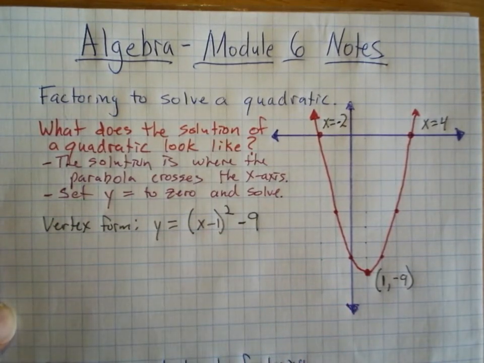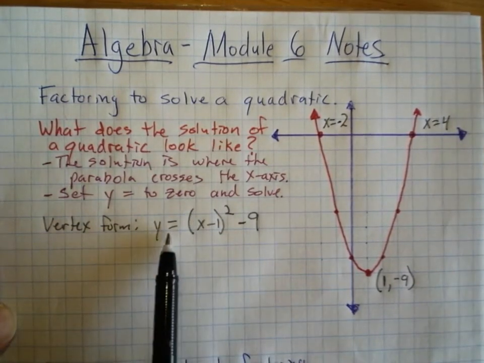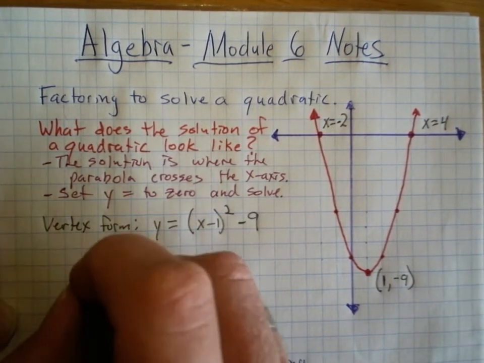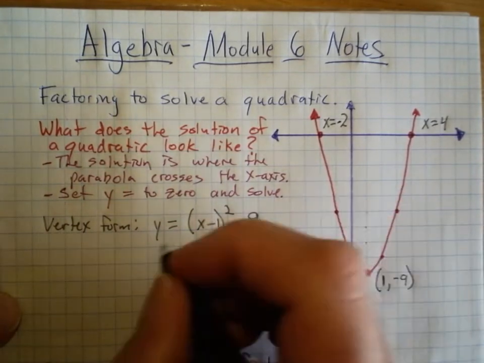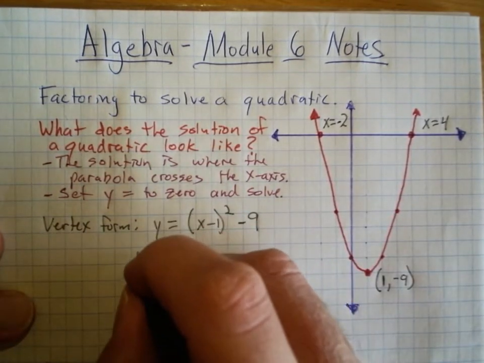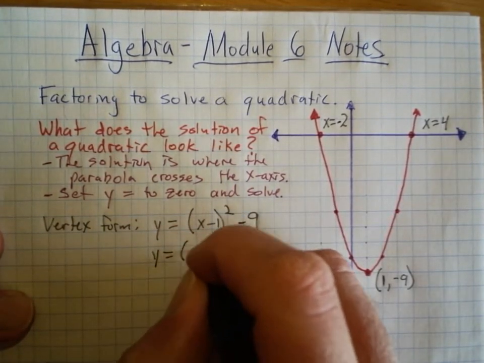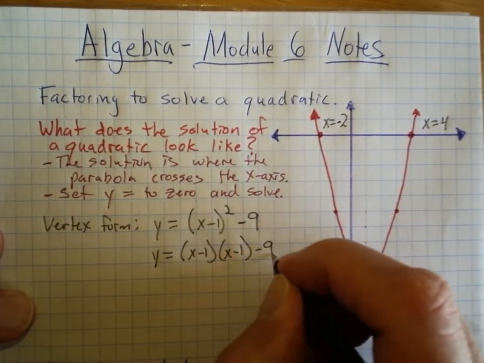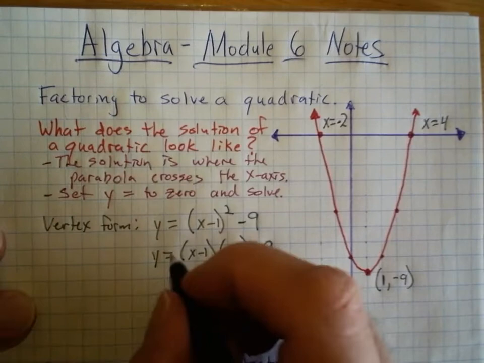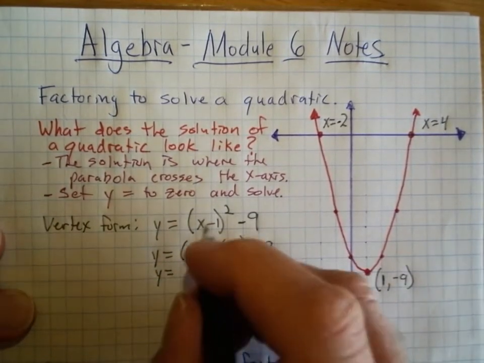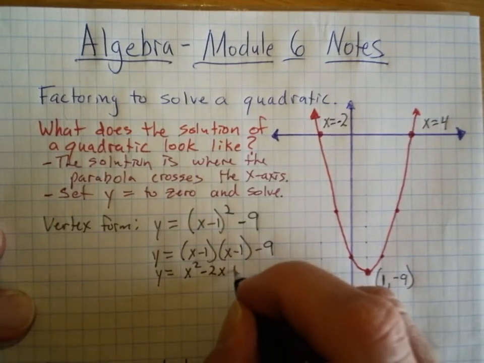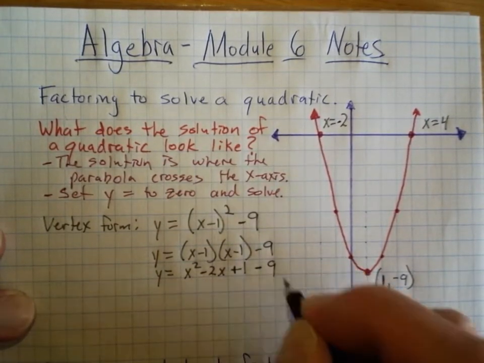So now we're going to try to identify how this relates back to the structure of the quadratic equation. Let's go ahead and multiply this out. Let's turn this into standard form. So y equals x minus 1 times x minus 1 minus 9. You'd go ahead and multiply that out. That's going to be x squared minus 2x plus 1 minus 9.